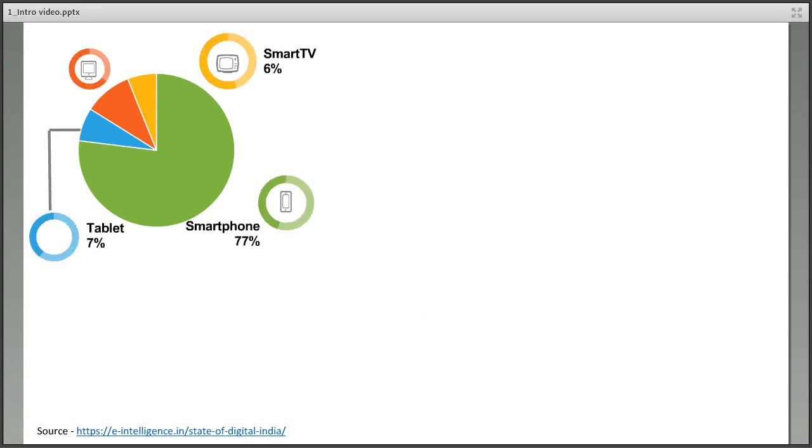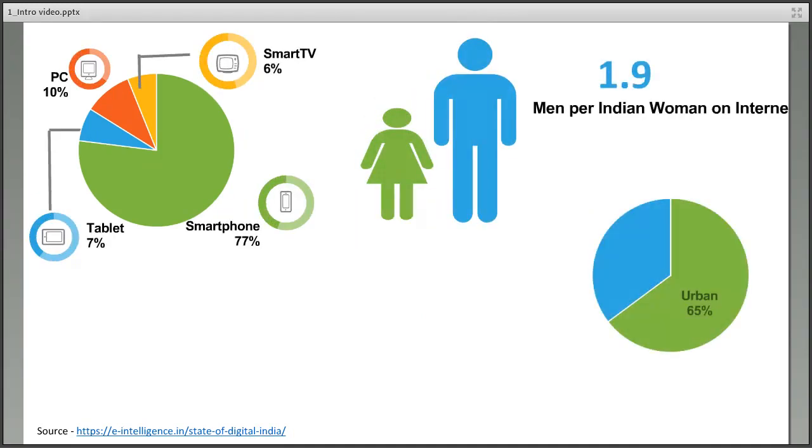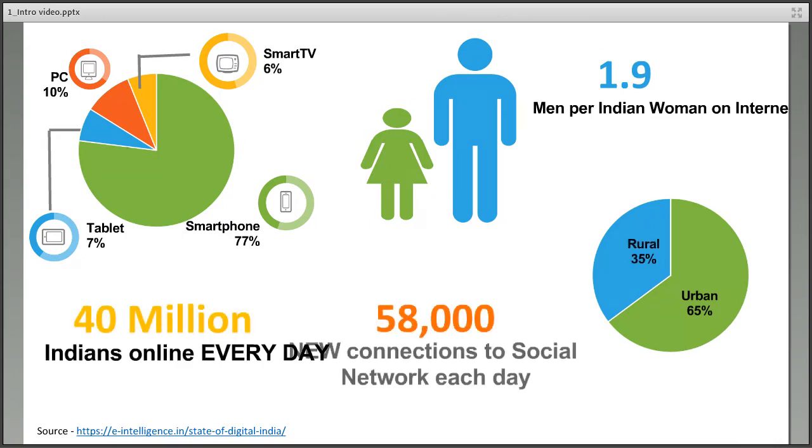Moreover, if we have a deeper look at the statistics, in India, the maximum number of people, that is 77% of people, use smartphones, which means that if there are 100 people who access the internet every day, 77 of them access it through a smartphone, 10 of them access it through a PC, desktop, or a laptop, 6 of them access it through a smart TV, and 7 of them access it through a tablet. This shows that mobile marketing also is immensely important for digital marketing in India.